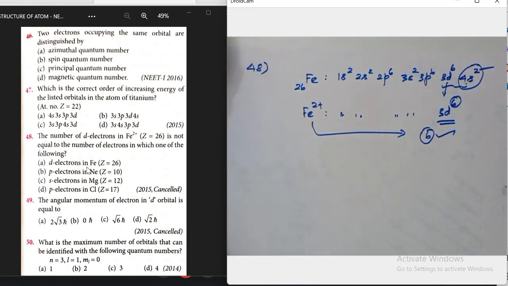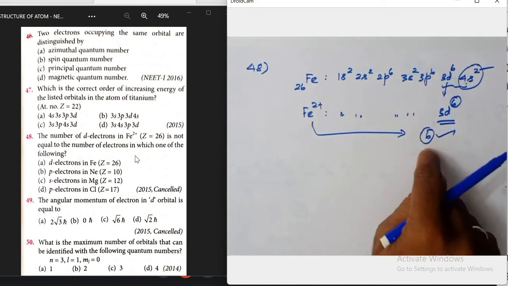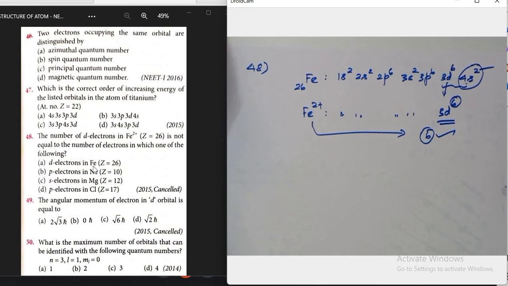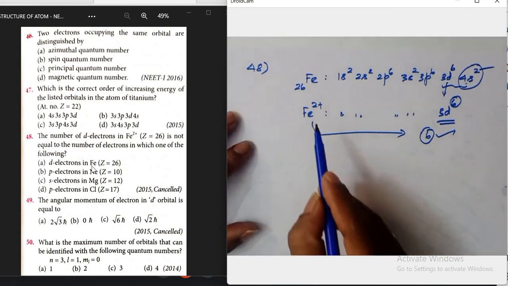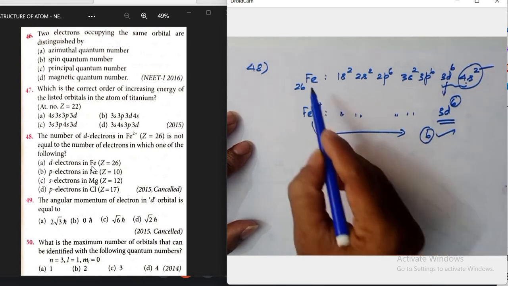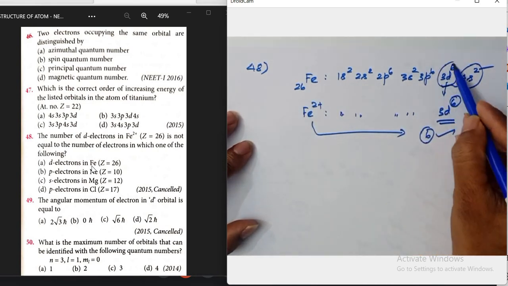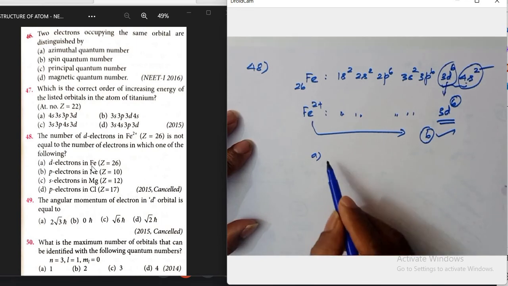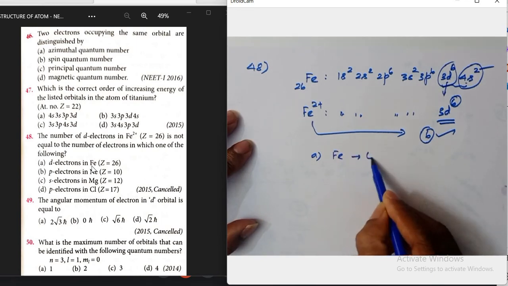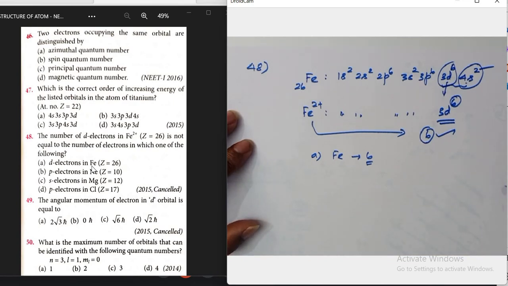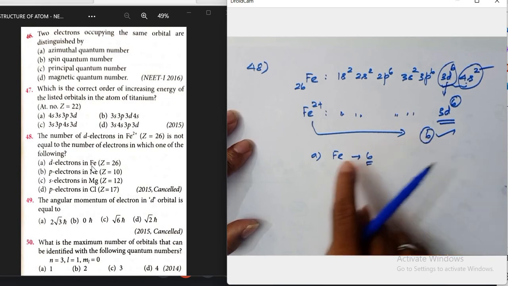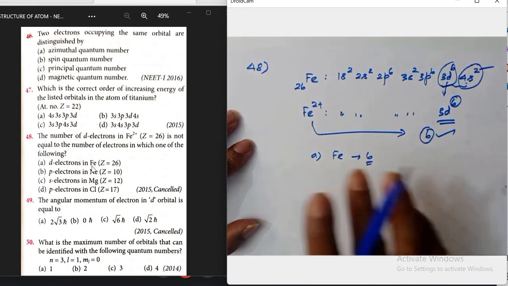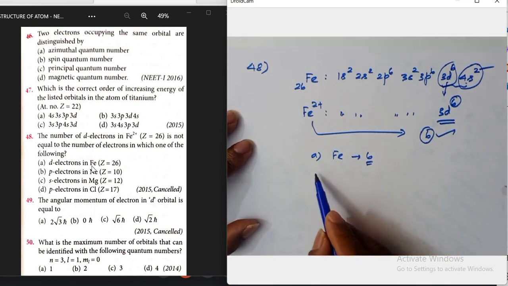Now we need to identify in the given options which one is not equal to 6. Students, observe carefully, this is the d electron count in Fe2+. Fe2+ has 6 electrons. Even if you take Fe, Fe also has only one d subshell, which has 6 electrons. So in option A, d electrons in Fe is given, that is 6, correct. Fe2+ has 6 d electrons, Fe also has 6, but we need to identify which one is not equal to 6.